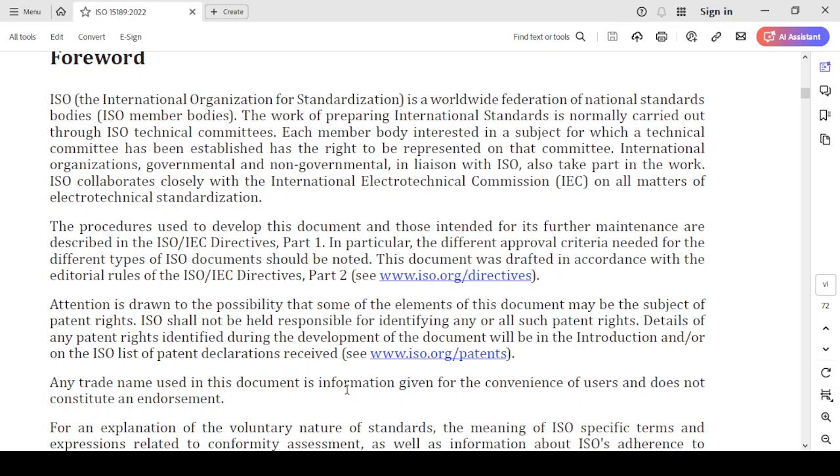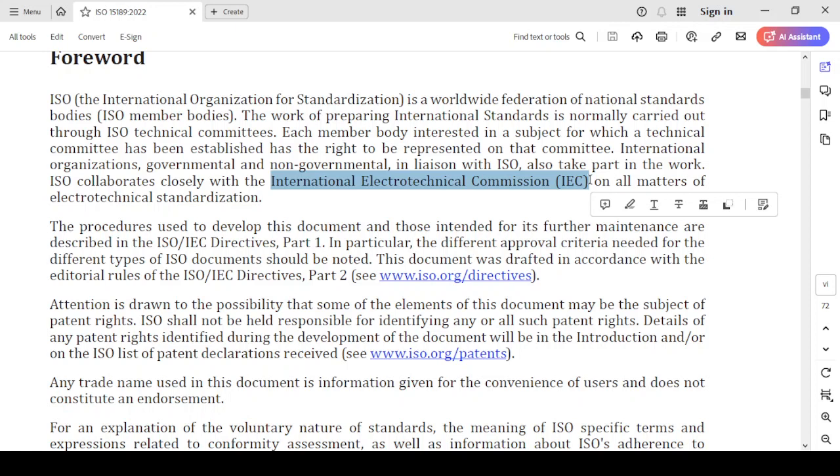17025 was already there for the testing and calibration labs. But then the medical side was the one that got the standard first before all the other sectors got their own standard. So ISO works through a collaboration with other organizations, and I want you to underline and highlight IEC, which is the International Electrochemical Commission. You are going to encounter very many standards as you're implementing ISO 15189 and other standards. So you're going to encounter other standards like 17025.